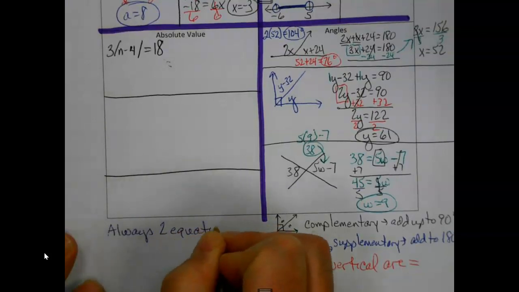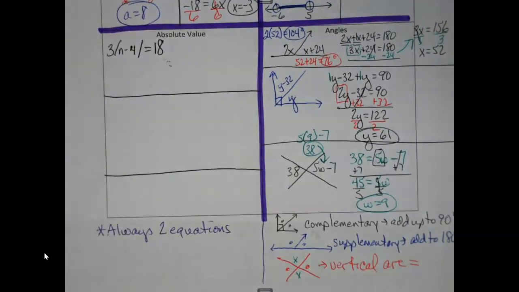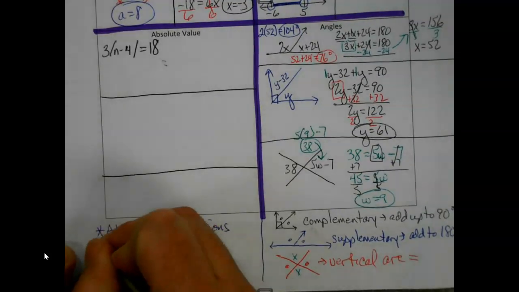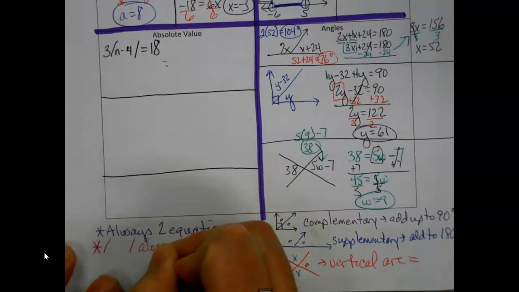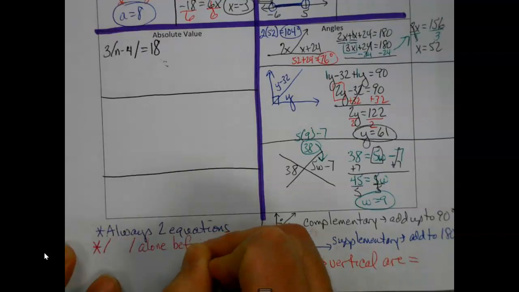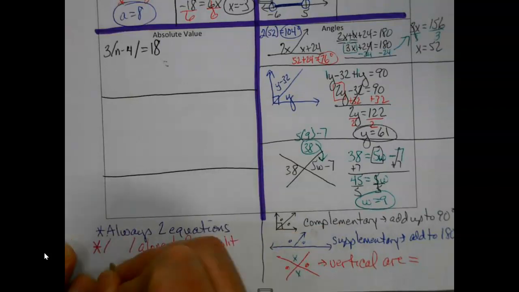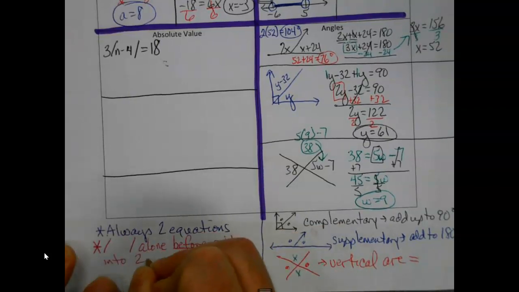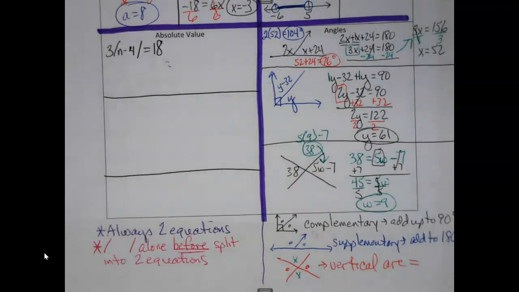We are always going to have two equations when we do absolute value. Guaranteed. There is no exception to that. So the other thing we need to make note of is we need the absolute value alone before you split it into two equations. So what do I mean?